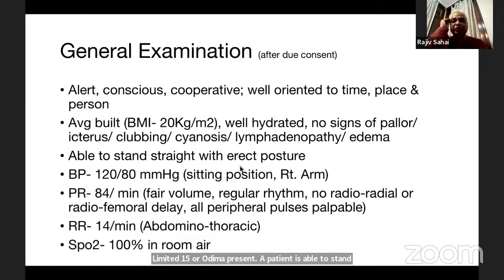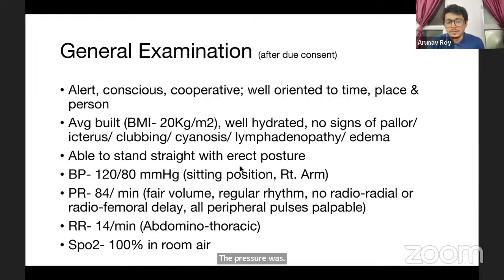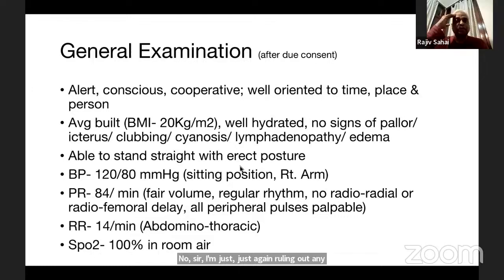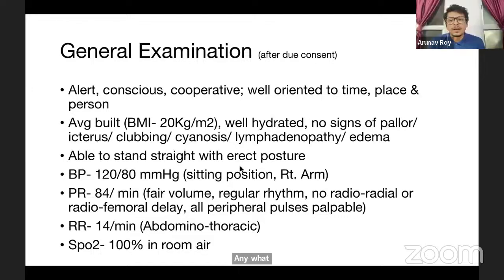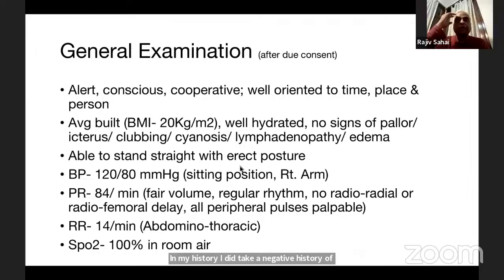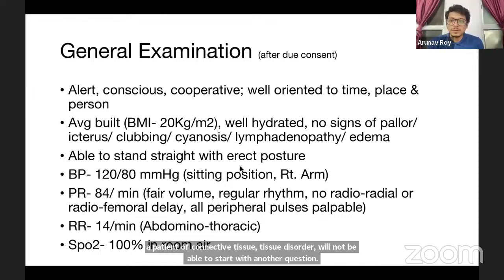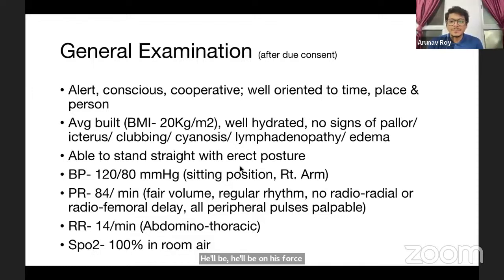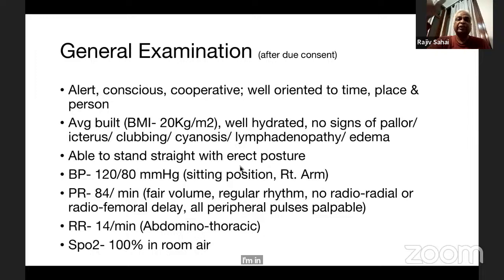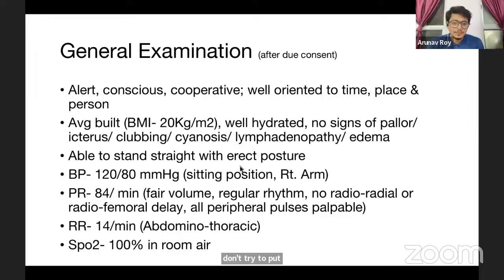Why is he able to stand straight with erect posture? Do you think it would be on four legs otherwise? No, sir. I'm just ruling out any connective tissue disorders. In my history, I did take a negative history of connective tissue disorders. A patient with a connective tissue disorder will not be able to stand straight with erect posture, he'll be on his fours? Not necessarily. Don't try to put unnecessary stuff to make it flowery.